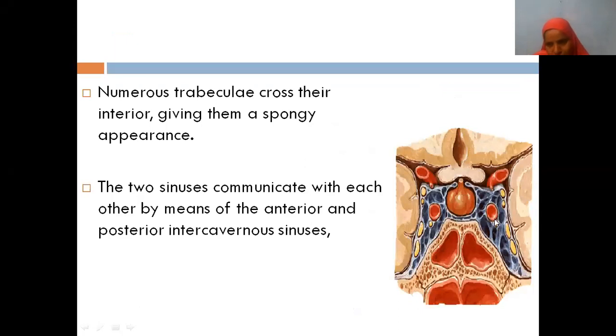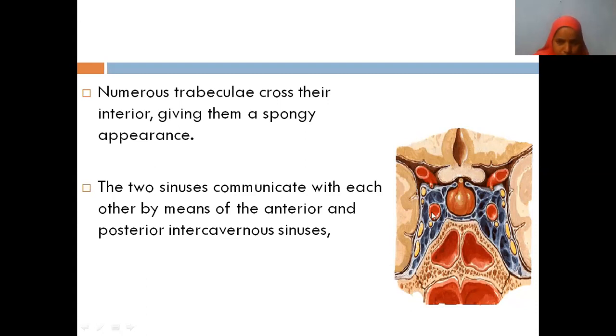Now this is also Netter's picture. Such a beautiful picture it is. You are finding the pituitary gland here. This is the right cavernous sinus, left cavernous sinus. Now if you observe, cavernous sinuses are connected anteriorly by the anterior intercavernous sinus, and posteriorly they are connected by the posterior intercavernous sinus.